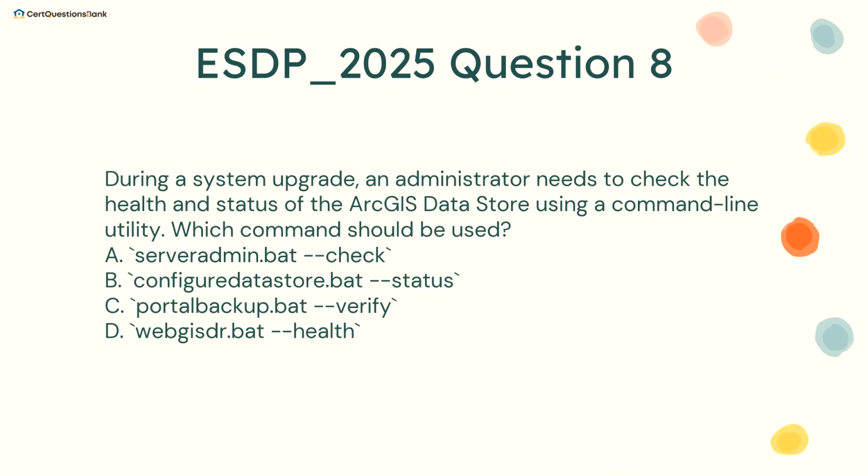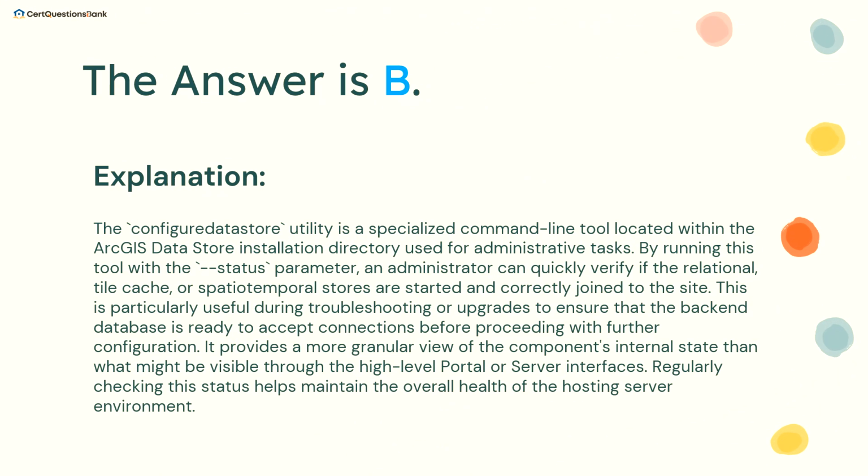During a system upgrade, an administrator needs to check the health and status of the ArcGIS data store using a command line utility. Which command should be used? A. --serveradmin.bat, check. B. --configure datastore.bat, status. C. --portal backup.bat, verify. D. --webgisdr.bat, health. The answer is B.